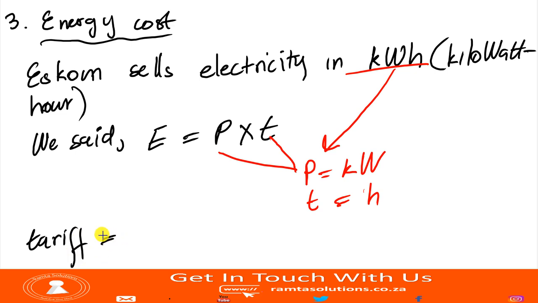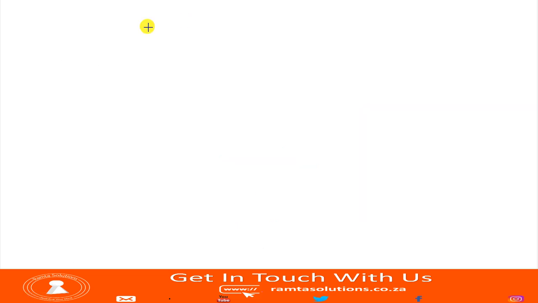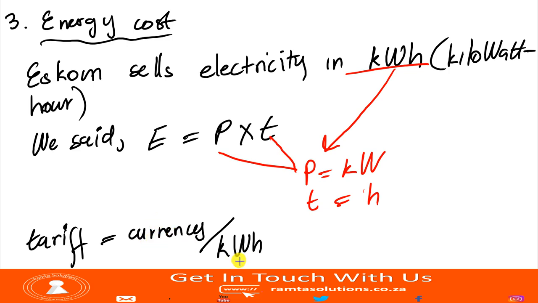A tariff could basically be, whether it's in your currency or cents, it doesn't matter, currency per kilowatt hour. This is what you will be getting. Normally, if you don't want to say tariff, you can call it a price. Electricity is sold in whatever currency per kilowatt hour.